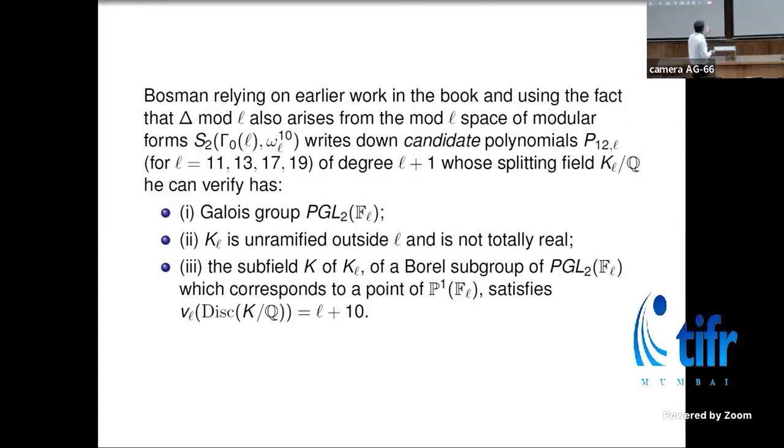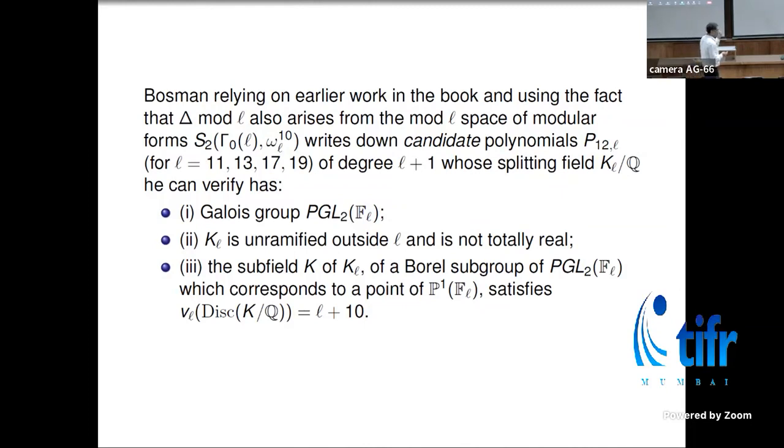Right, so they write down candidate polynomials which should work, and what they can prove about these polynomials is that the Galois group of the splitting field of these polynomials is PGL2 of F_L. That the extension you're getting, which is the splitting field of this polynomial, is unramified outside L and is not totally real. And the last thing they get is some estimate on the discriminant of this extension. They can tell you that the exponent at L of the discriminant is L plus 10. Right, so somehow they can only study local properties of this Galois representation besides the first global property, which is the Galois group being large.